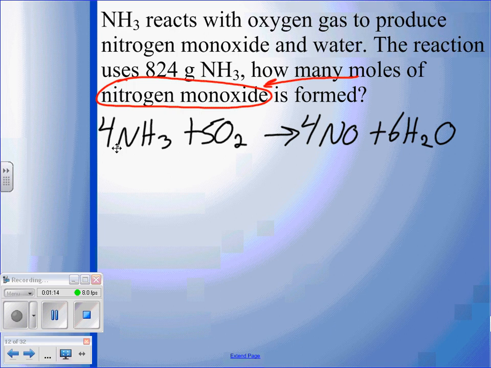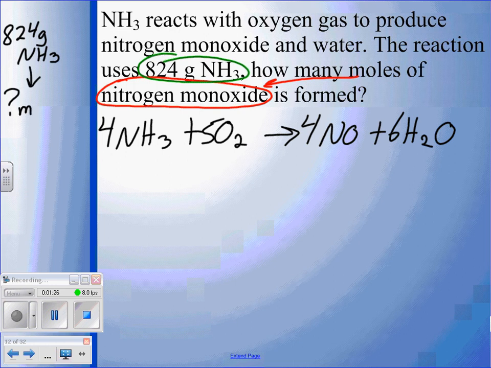What do I have? I have 824 grams of NH3. So 824 grams NH3, and I am looking for moles of nitrogen monoxide. So the first step, you need to write down what you do have. You have 824 grams of NH3.